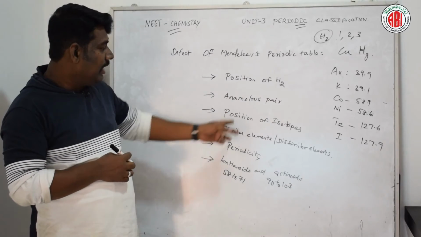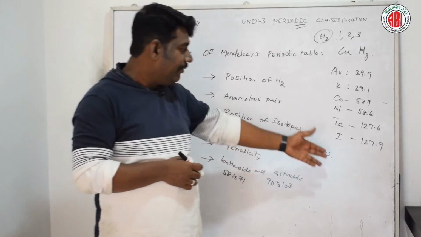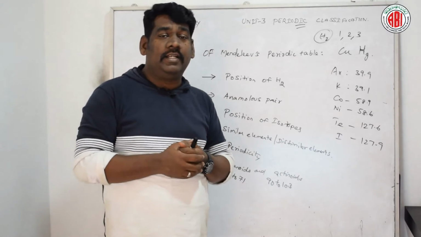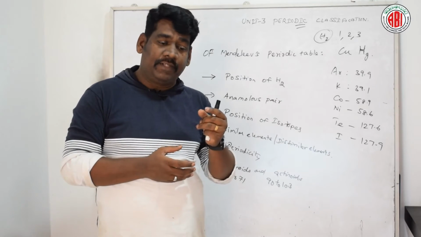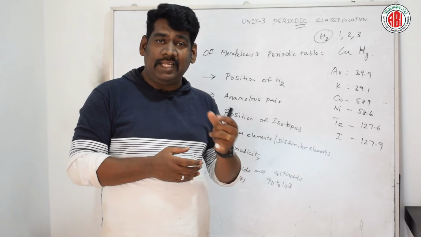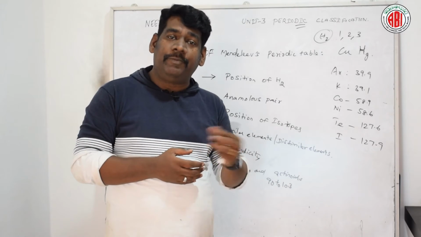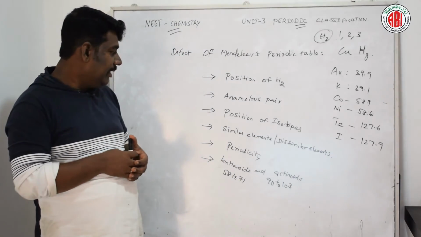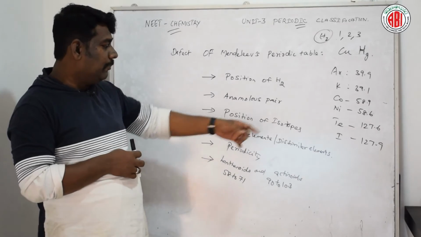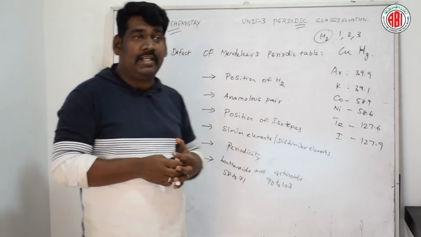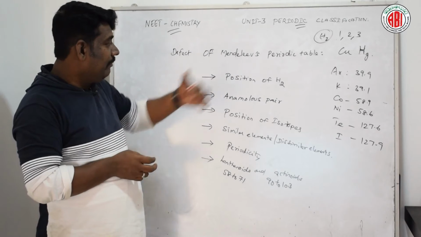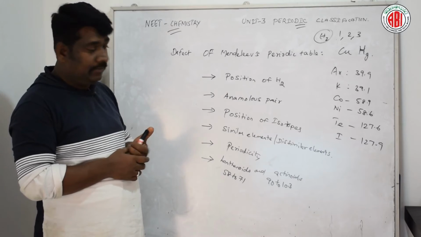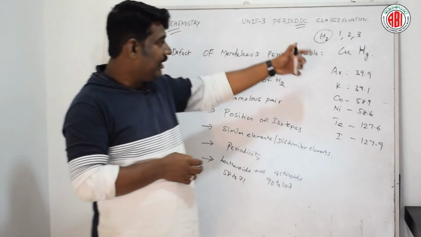Similarly, talking about anomalous pairs, these are a few examples. Anomalous pairs are elements with a higher atomic mass that have been placed before elements with a lower atomic mass. Similarly, the position of isotopes is not well defined or justified in the Mendeleev periodic table. So that is one of the major defects of the Mendeleev periodic table. We have discussed it with one example, hydrogen.